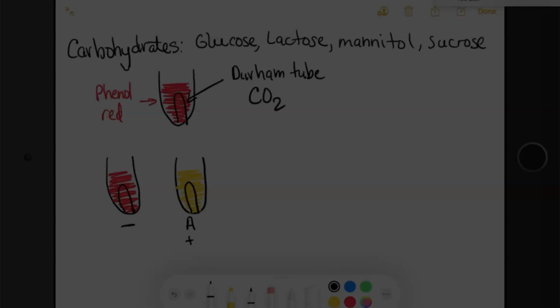Another possibility for our experimental results would be as follows. This is going to be a little bit different. Yes, we still have yellow, but look what happens with the Durham tube. What I see is that my Durham tube has a sort of bubble, right? What does that do?